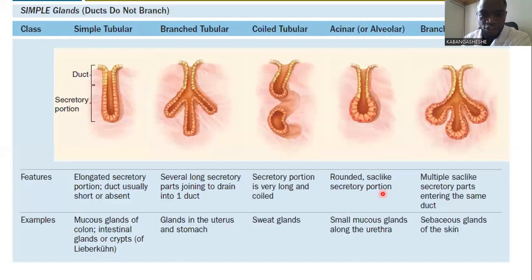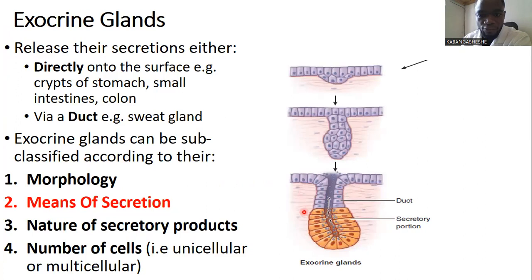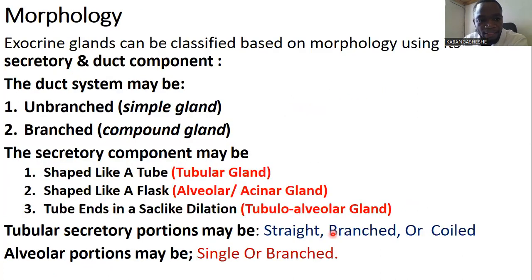Next, we observe the shape of the secretory portion, this part here. The secretory portion has various shapes. It can be in the form of a tube, in the form of a cup, or in the form of a mixture of a cup and a tube. Let's look at specific examples for that.